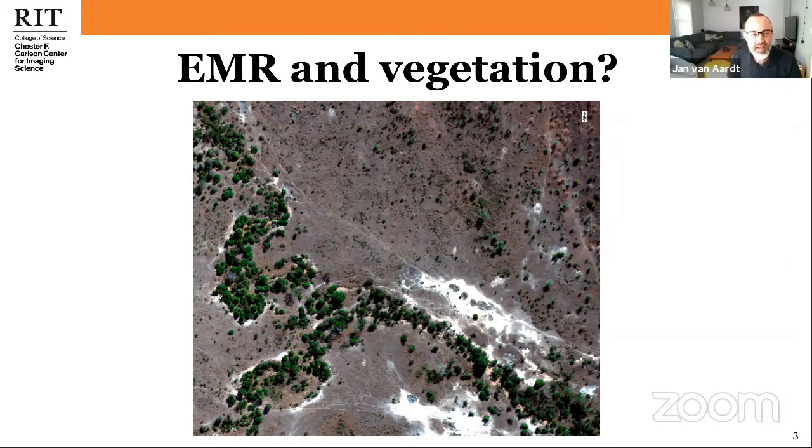This is actually a scene from the Kruger National Park in South Africa. It was taken with an imaging spectrometer, a hyperspectral scene, and obviously you're looking at the scene in true color.